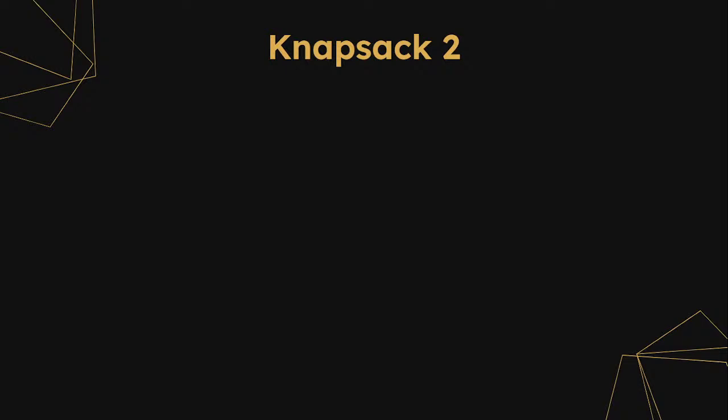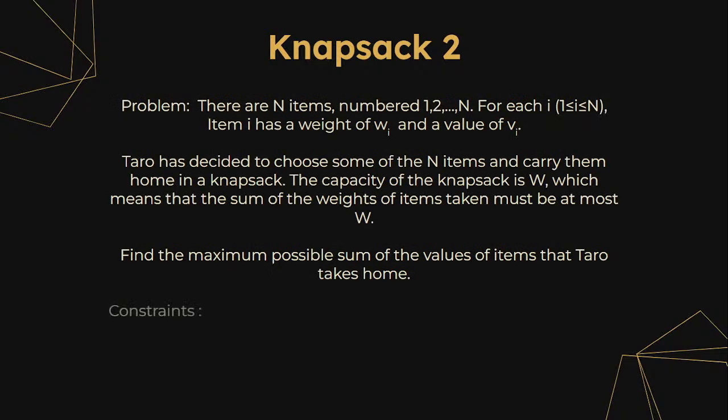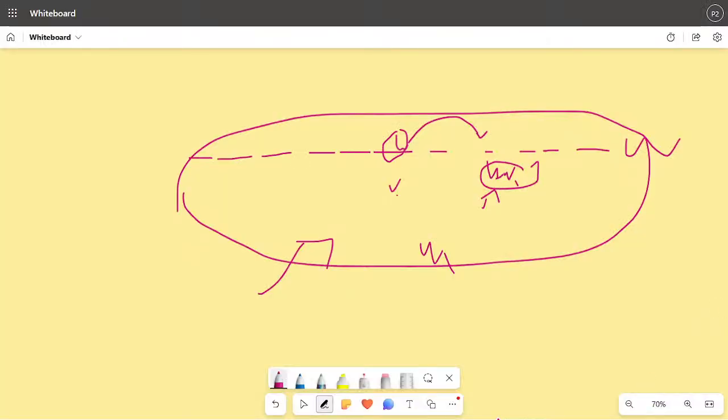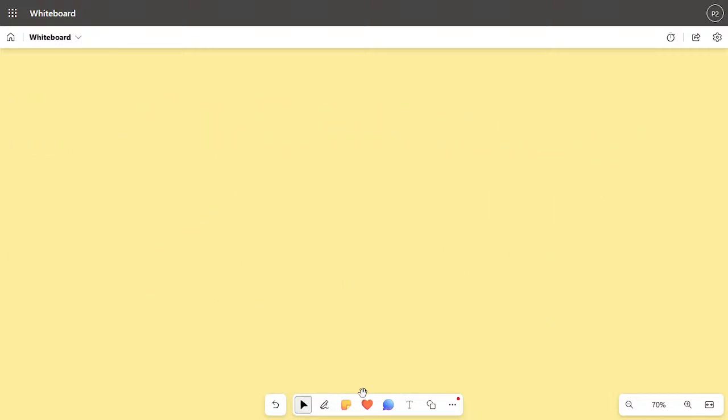Okay, now knapsack 2. The question is exactly the same, only the constraints are different. The constraints now are that the total weight can be 1e9, but the value of each item can be 1000 only. So now we know that this approach won't work as we cannot iterate over W, so n into W won't pass at all. So what will be the answer in these constraints? You can think for some time.